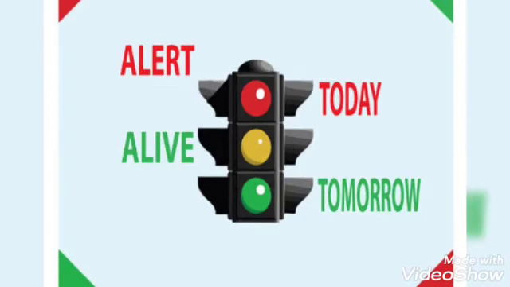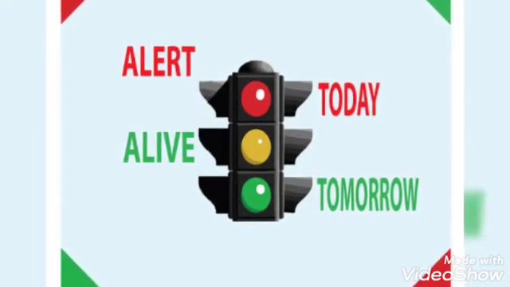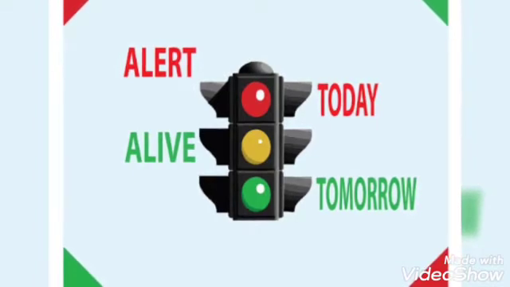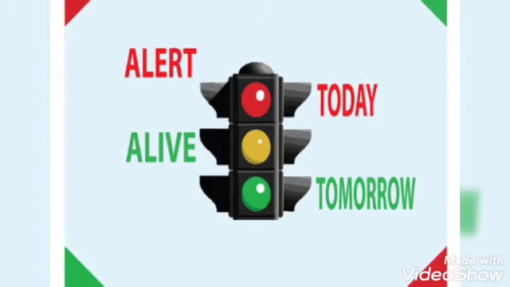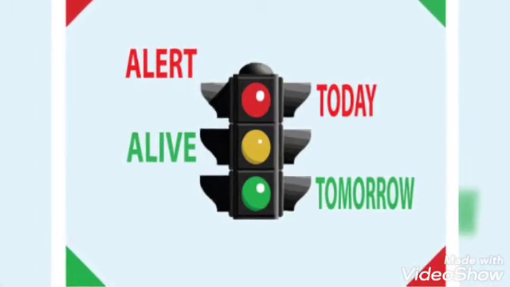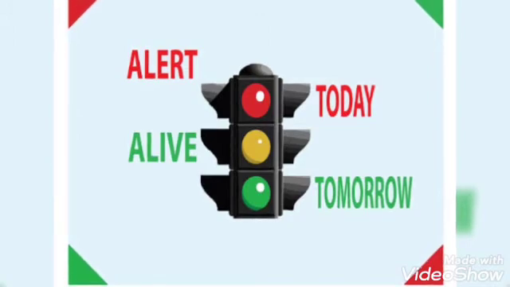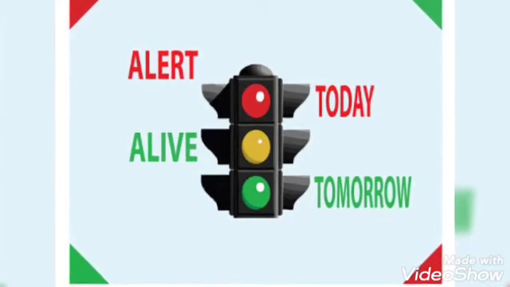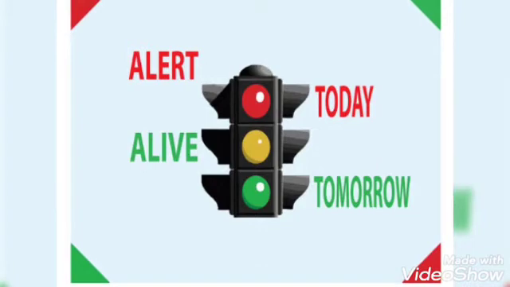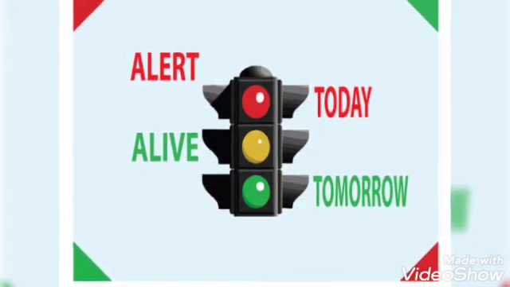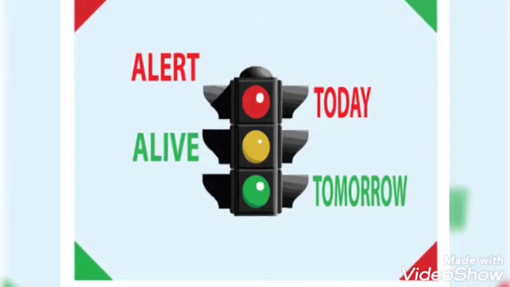So remember children, while crossing the road, we must use the zebra crossing. We cannot cross the road from anywhere we wish to. We must look for the zebra crossing, where the zebra crossing is drawn. We must cross the road on or through the zebra crossing only.